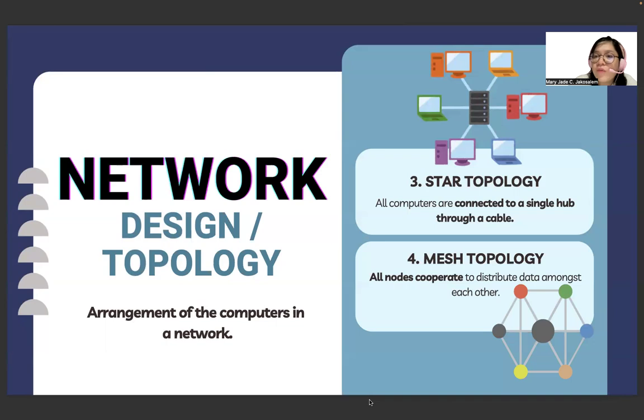Then, going back, the next topology is our star topology. For the star topology, from the name itself, it looks like a star, but actually there are some cases wherein it does not look like a star at all. However, what is a star topology? All computers are connected to a single hub through a cable. So they are connected to, let's say, one switch, one hub. That's why it looks like this.